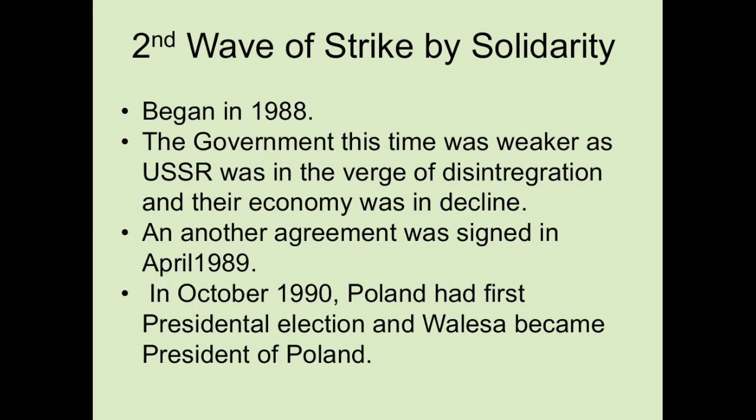After that, we can see the second wave of strikes by Solidarity, which began in 1988. The government this time was weaker as the USSR was on the verge of disintegration and the economy was in decline. To understand this, you need to keep in mind the Cold War, which was on between Russia or the USSR and the USA. Coming back to the point, another agreement was signed in April 1989. In October 1990, Poland had its first presidential election, and Wałęsa became the first president of Poland.